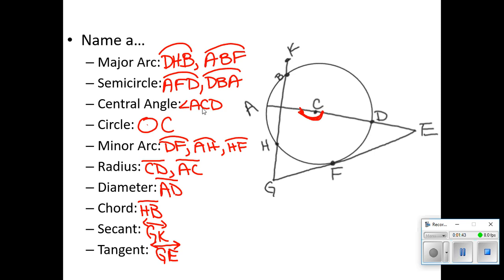For angle, we use the angle symbol. For circle, we do a circle with a dot in the middle because a circle has a center. And this one is circle C. We use the center point to name the circle. So the center point is C, so circle C. That's how we name it. Minor arc is D and F right here, A and H, and H and F.